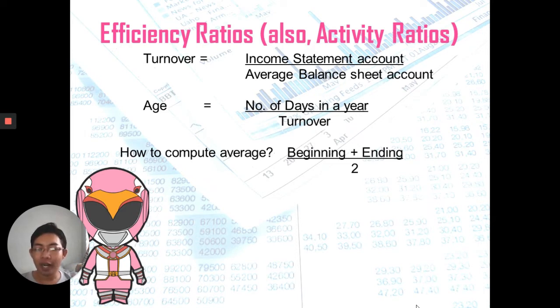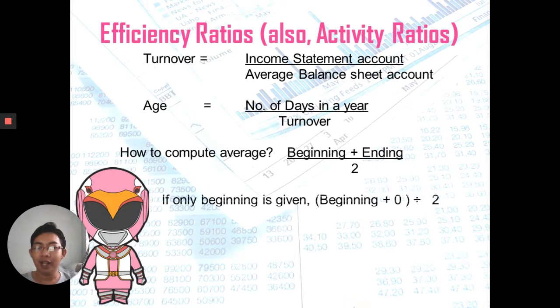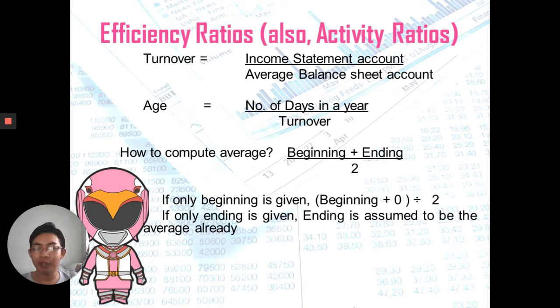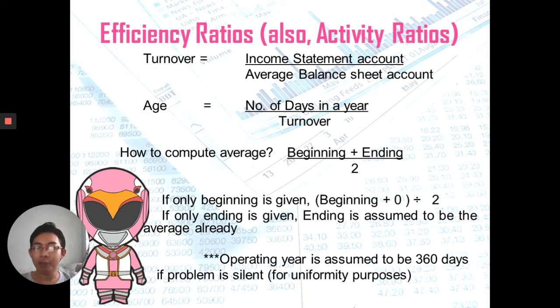When getting the average, we divide the beginning and ending by 2. What if the given in the problem is only the beginning? We compute the average as beginning plus 0 divided by 2. What if only the ending is given? It is assumed that the ending is already your average. How about the number of days in a year? If it is asked in the problem, you need to assume that the number of days in a year is 360 days.